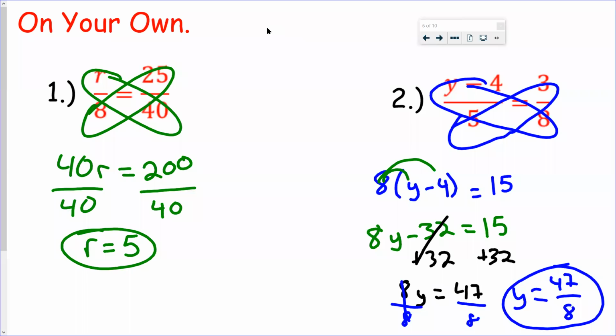All right, so the first one, you should have gotten r equals 5. You have set up the equation 40r equals 200, divide by 40. The second one should have 8 times y minus 4 equals 15. Boom. Hey, look at, we've got a cool fraction of 47 eighths. Not your typical fraction that cannot be simplified. So this is solving proportions and ratios. All we're doing is we're setting up equations to figure them out. So again, if this is something that you're confused on, make sure you ask the questions. Make sure also you took the notes.